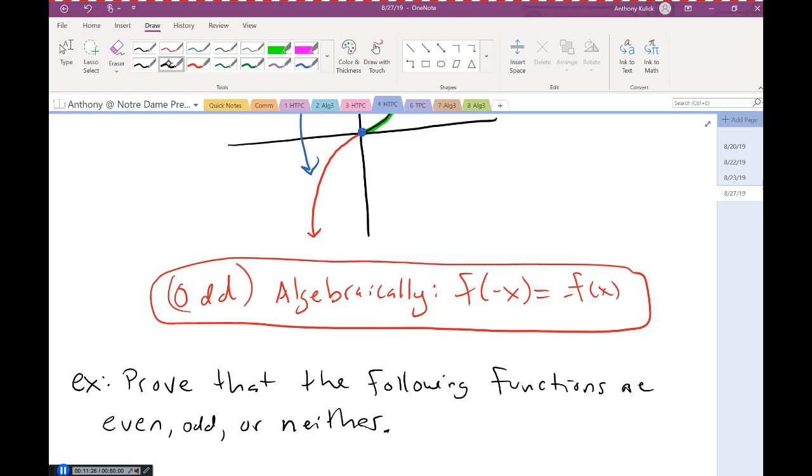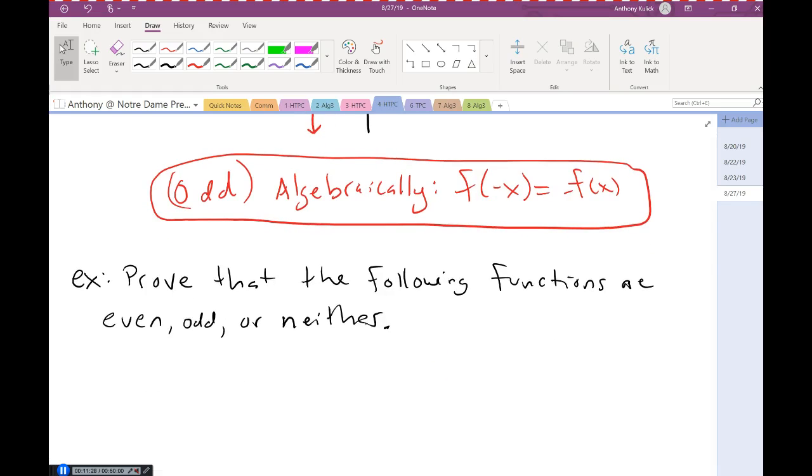So, let's do some examples of actually doing this checking. In this example I've asked to prove that the following functions are either odd, even, or neither. The first one we're going to look at is x to the fourth plus 1.